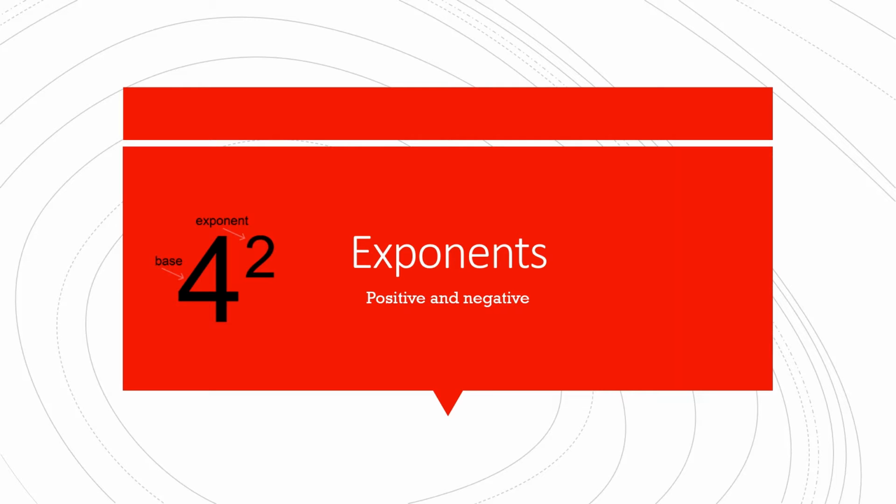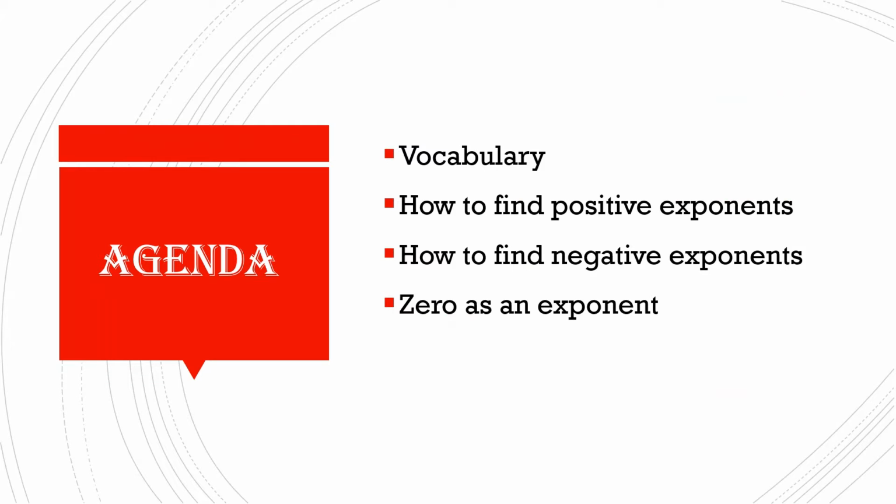For this video, we will be going over positive and negative exponents, and as you can see on the picture to the left is an image that we will go over in more depth later, but it shows all the necessary components that we need for what we will be going over in this video. So the agenda for this video is first we'll go over vocabulary as always, then how to find a positive exponent, then how to find negative exponents, and then finally zero as an exponent.